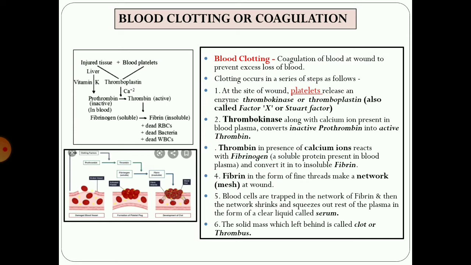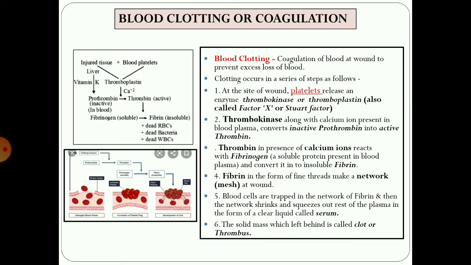What is blood clotting? Coagulation of blood at a wound to prevent excess loss of blood is known as blood clotting. It occurs in the following steps. At the site of injury, the injured tissue releases an enzyme called thrombokinase or thromboplastin. At the same time, the platelets disintegrate at the site and release the same enzyme, also known as platelet thrombokinase. These two thrombokinases are released from the injured tissue as well as from the platelets.